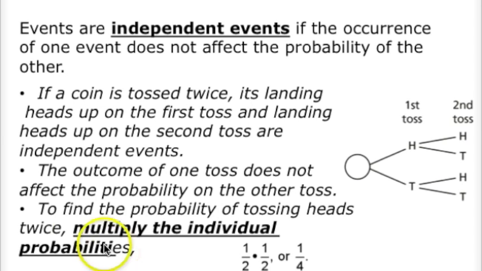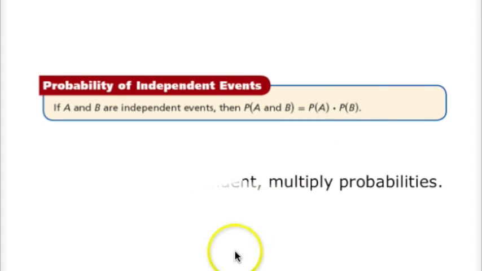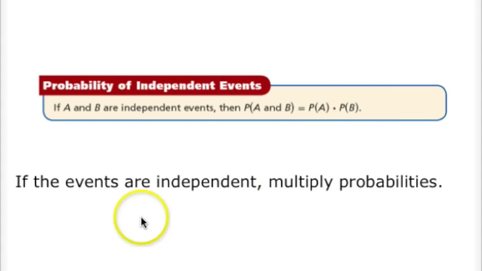So, to find the probability of tossing heads twice, you multiply the individual probabilities. The probability of getting heads the first time is 1/2. The probability of getting heads the second time is also 1/2. We multiply them, and the probability of getting heads both times is 1/4. So, if A and B are independent events, then the probability of A and B both occurring is the probability of A times the probability of B. So, if the events are independent, multiply the probabilities.